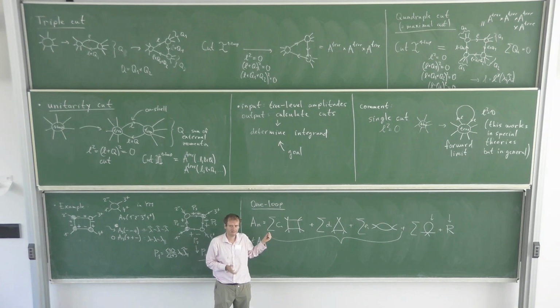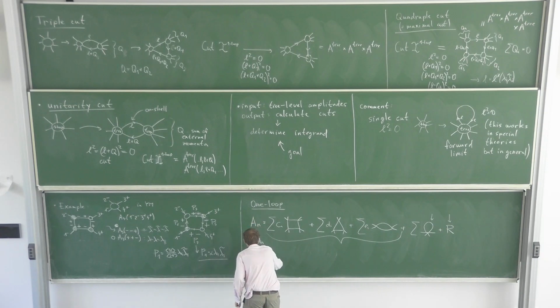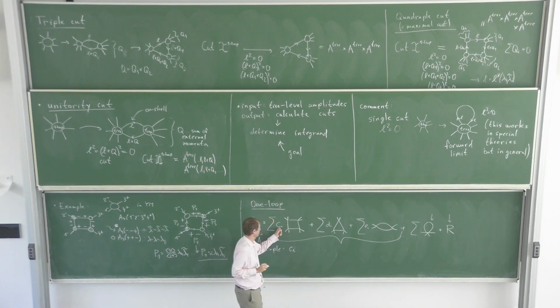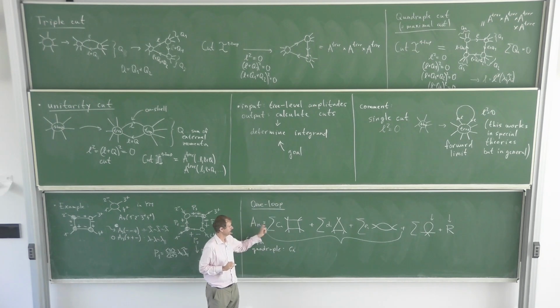Does that make sense, this thing? So on the quadruple cut, only one box integral contributes, and you just calculate CI. Yeah, you match the left and right-hand side.